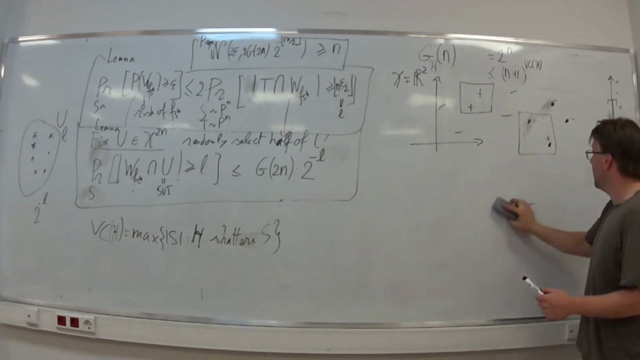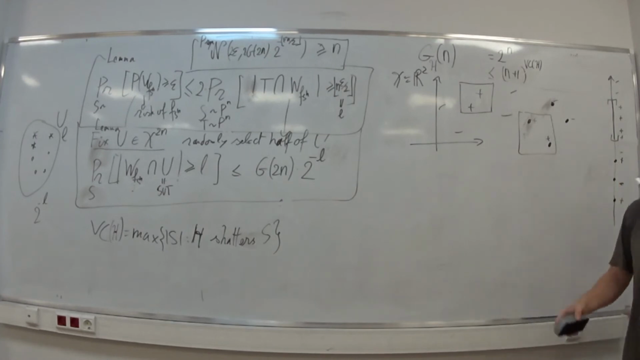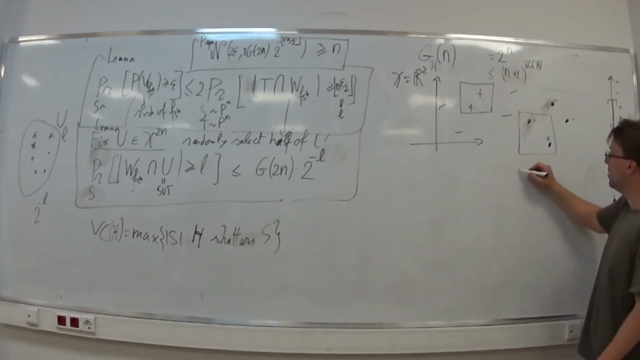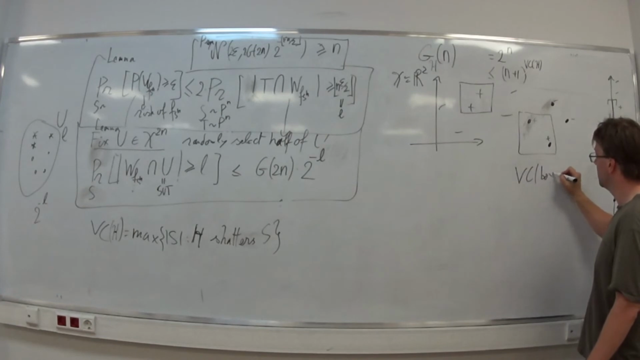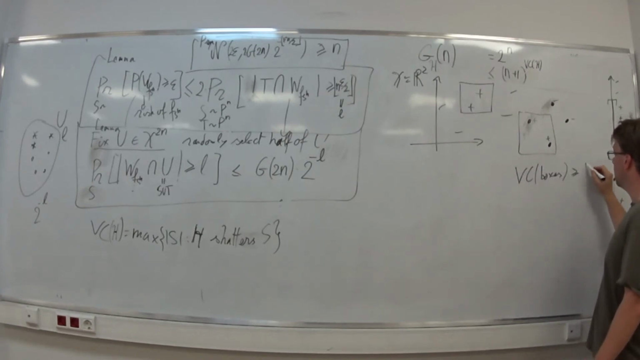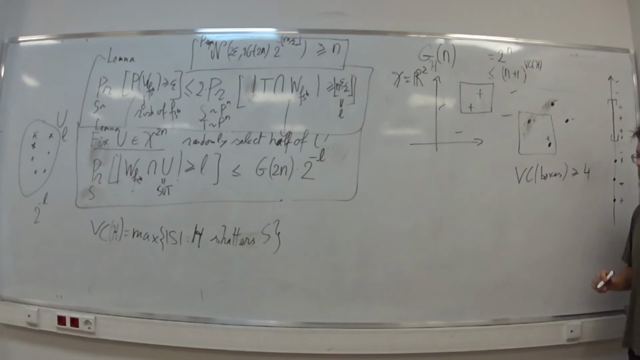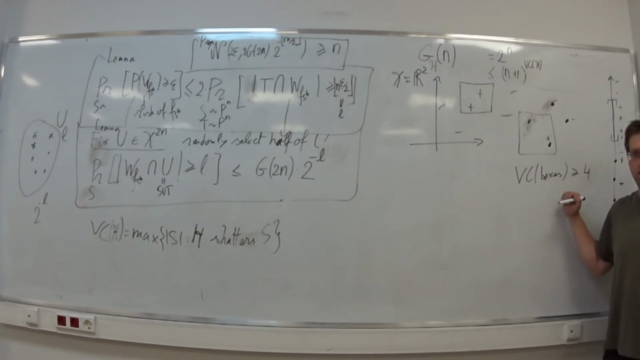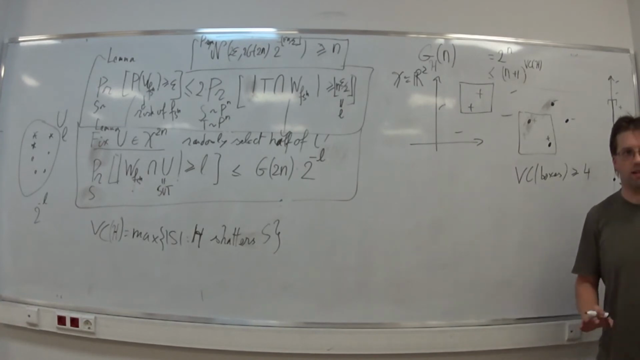So we have found 4 points, so we don't need to think about 3 points anymore. And we know that VC of boxes is at least 4. Okay, it's the correct bound. 5 cannot be shattered. Why can 5 not be shattered? Okay, sorry, I will explain to you. It's a hard exercise.